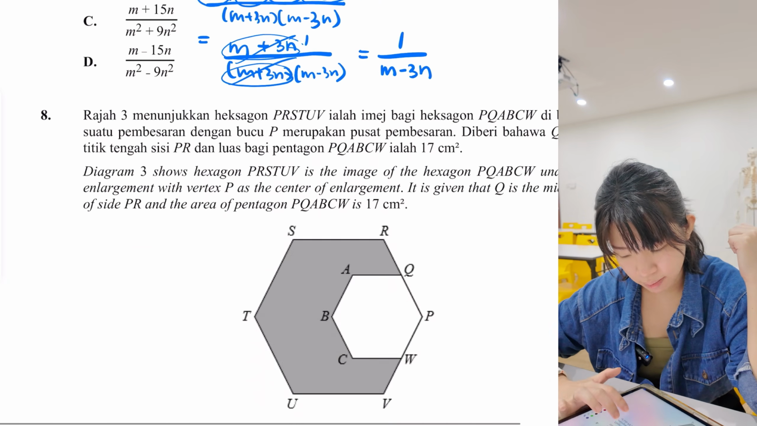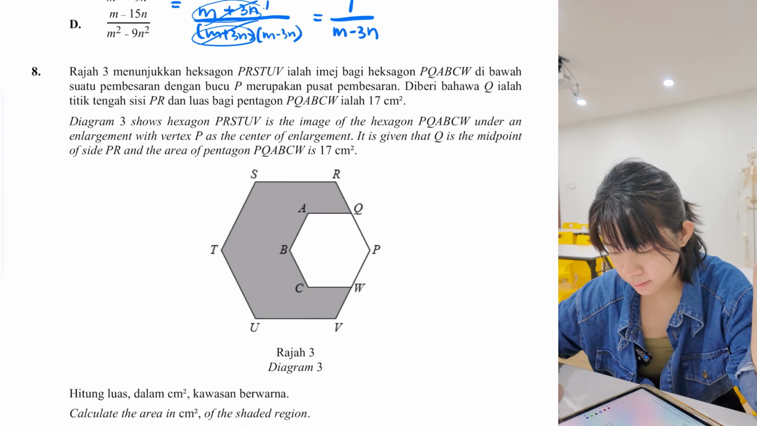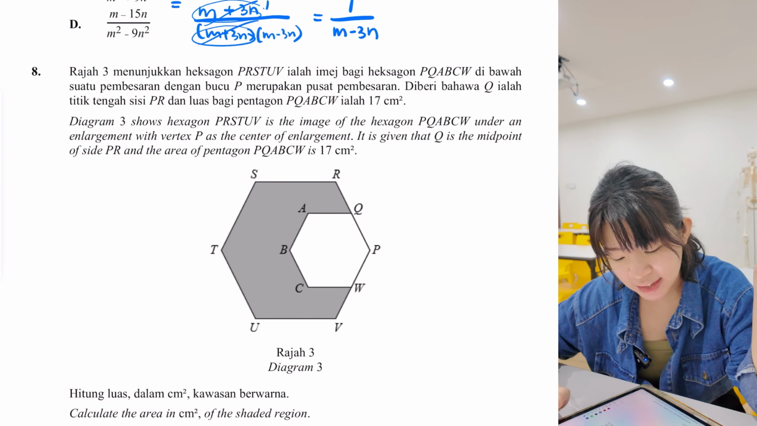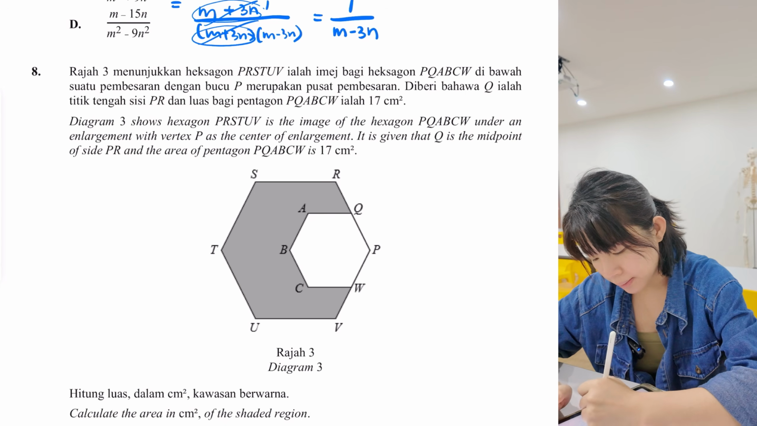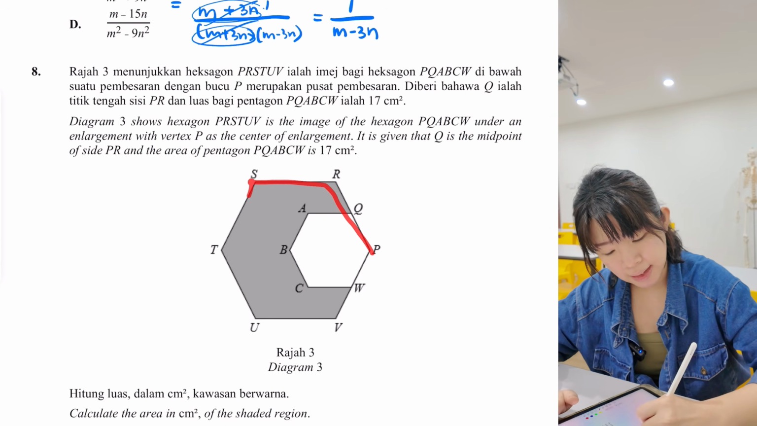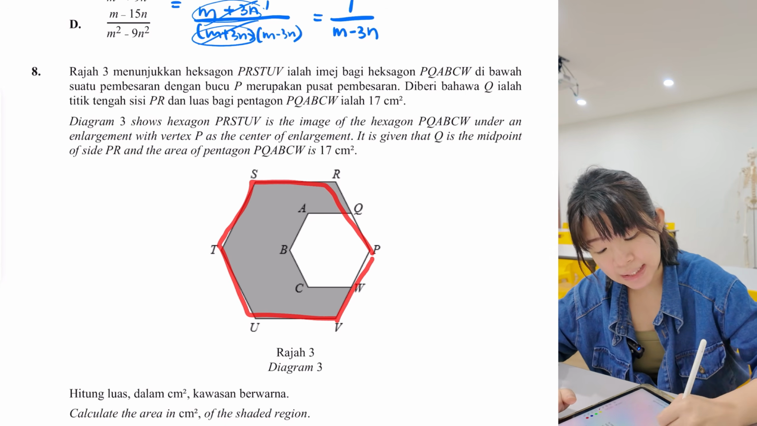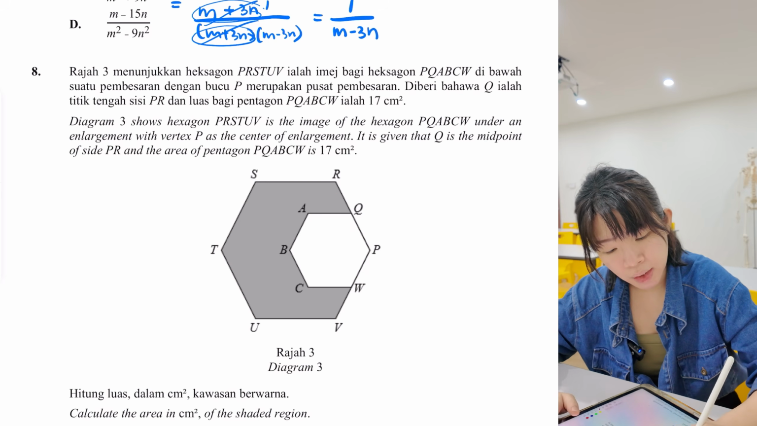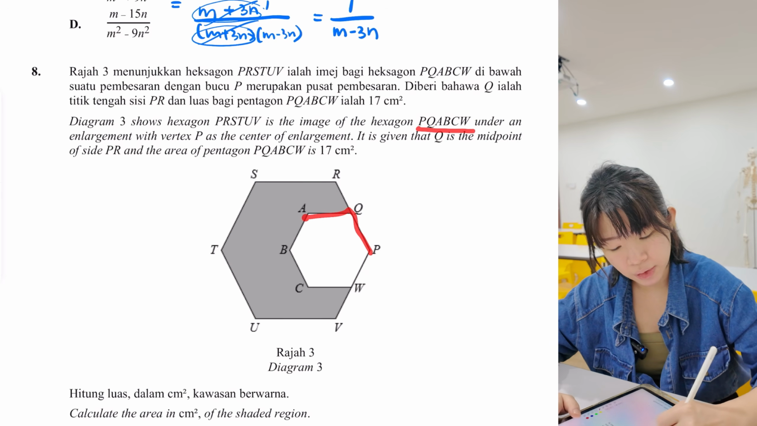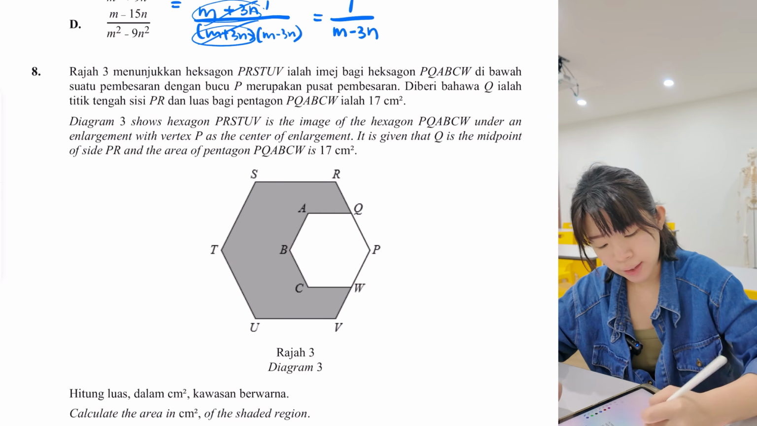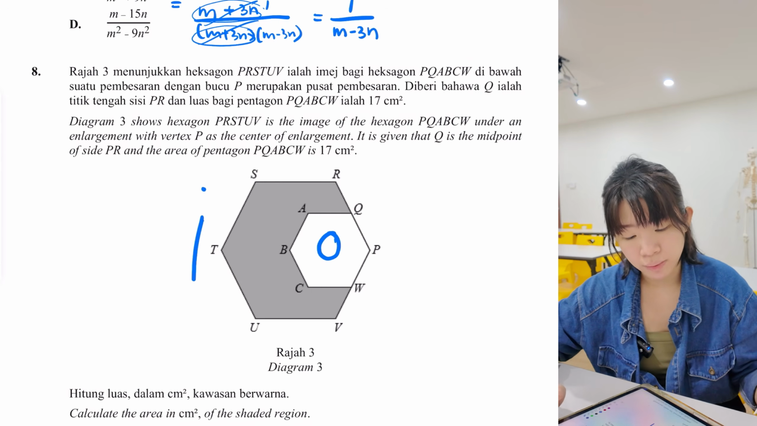Okay, next, number 8. The diagram shows hexagon PRSTUV. The big one is the image of PQABCW. So the smaller one is the object. The big one is the image, the small one is the object.